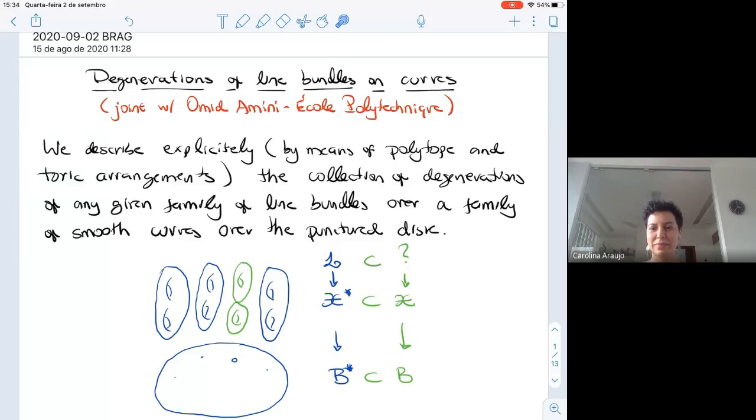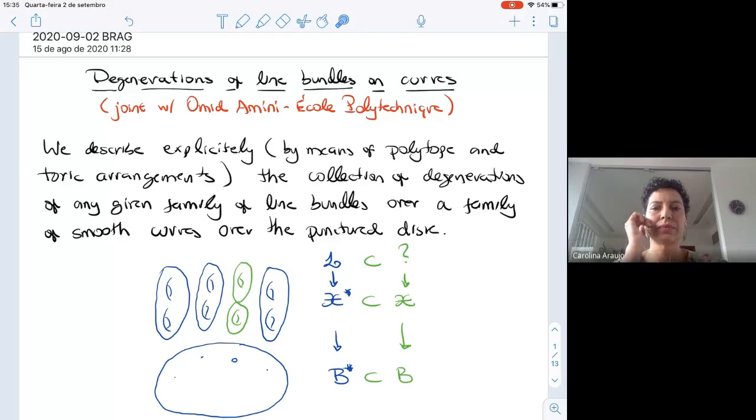Thank you for the invitation. It's a pleasure to speak to all of you here. And I'm going to talk about joint work with Omid Amini from the Ecole Polytechnique. The title is Degenerations of line bundles on curves.